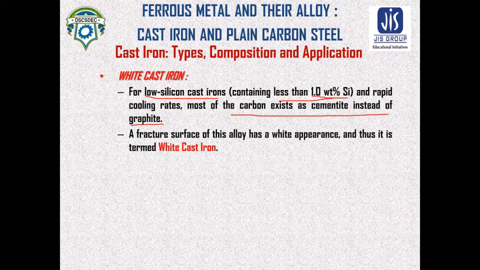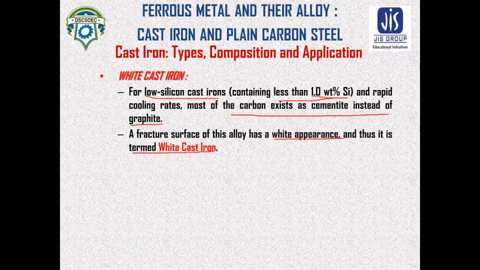So when a fractured or broken surface is seen, it appears white in color. Thus, it is termed white cast iron. So why is white cast iron called white cast iron? Because it contains cementite instead of graphite. When the surface is broken, cementite appears white.